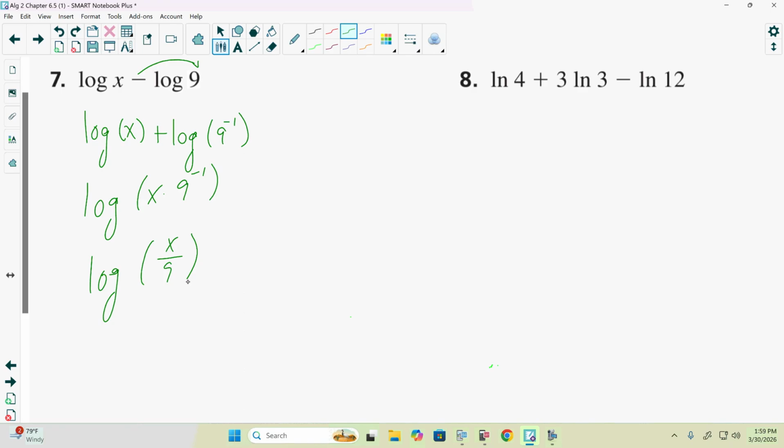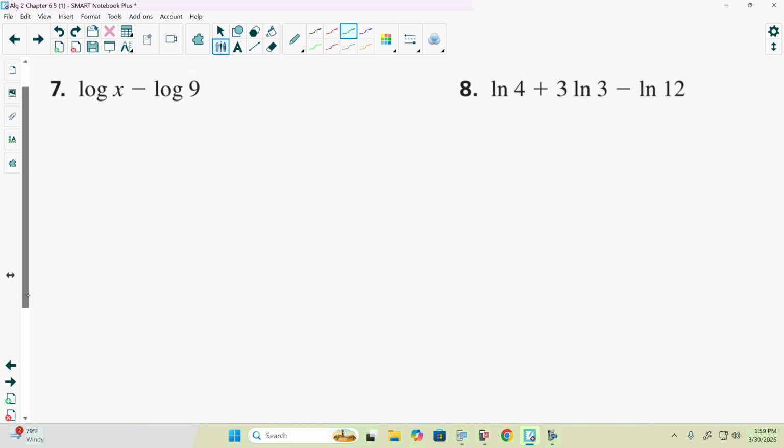I did say earlier that this method works well 97-ish, 95% of the time. There's a select few where it doesn't work as well. It adds more steps. This is one of them. What was our quotient property? Quotient property says if I have two logs with the same base being subtracted, I can rewrite it as a single log with what's inside being divided. Isn't that the quotient property right there?